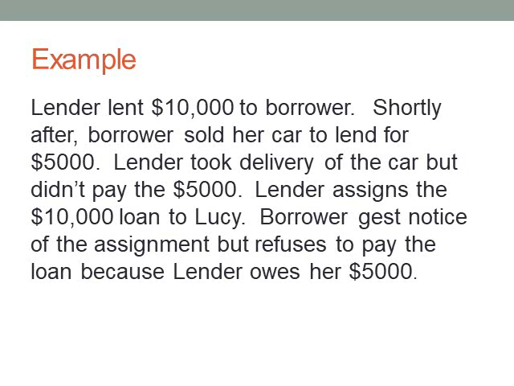So do we have any issue here? So we have lender lending the borrower $10,000. After that, the borrower sold her car to the lender for $5,000. Lender took the car but didn't pay the $5,000. Then lender assigns the $10,000 loan to Lucy, and borrower gets notice of that but refuses to pay the loan because lender still owes $5,000 for the car. Do we have a different kind of situation here?